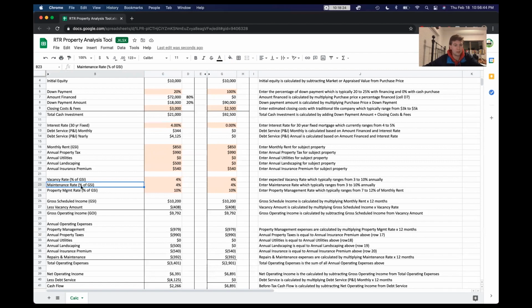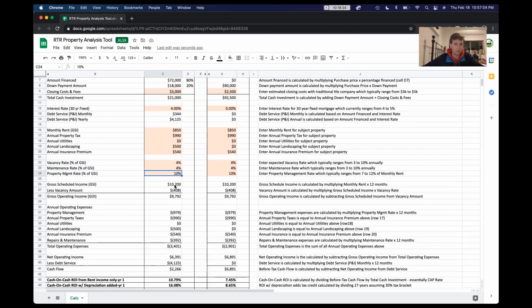Our maintenance rate, which is also a percentage of that monthly rent, is going to be 4% because we want to be budgeting for maintenance and repairs and things that can go wrong. And our property management rate, which is a percent of gross scheduled income or monthly rent as well, is going to be 10%. Our property managers, they're going to need a cut for the services that they provide. And so, yeah, we have to work that into this model as well.